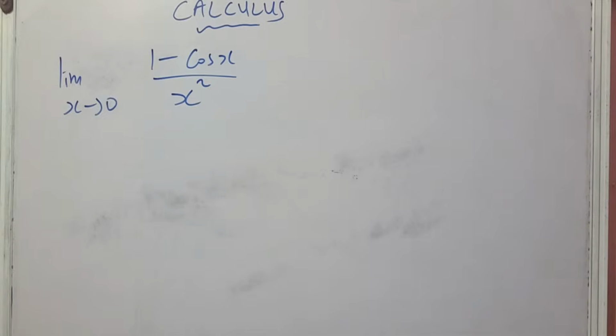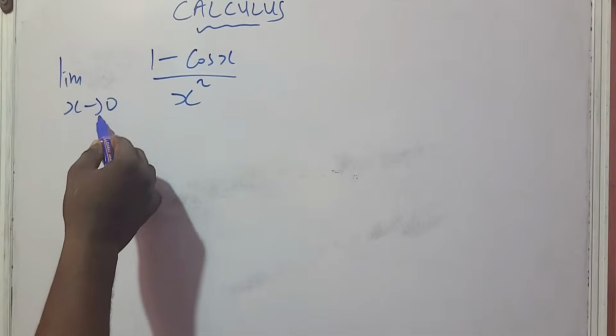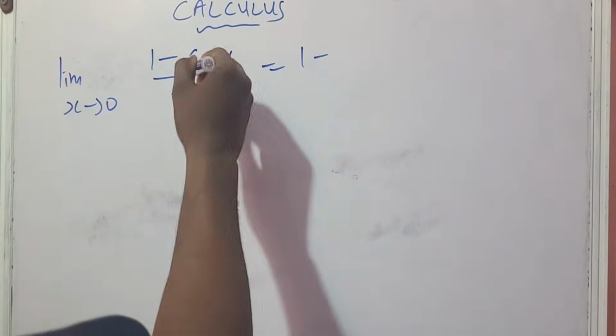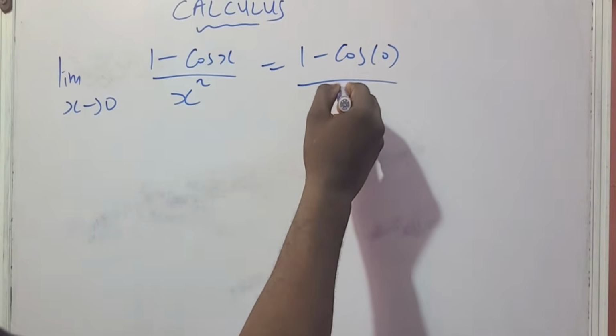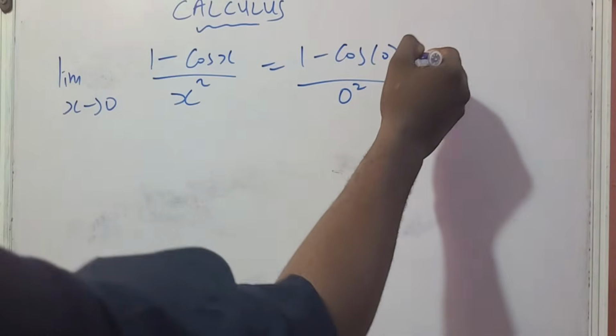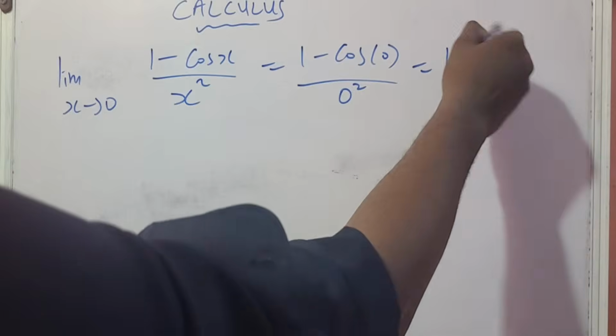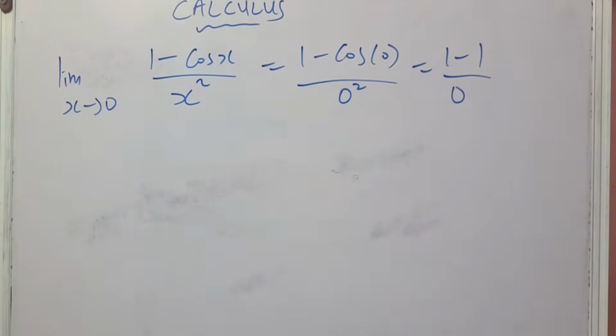Now, I told you guys already yesterday that the very first thing you want to do is to directly substitute whatever your x was tending to into the function. So let's try and do that here. X was tending to 0. So obviously, we're going to be putting x as 0. So instead of cos x, we now have cos 0, and we have 0 squared. Cos 0 is 1. This will be 1 minus 1 over 0 squared, which is 0. And this will obviously end at 0 over 0.